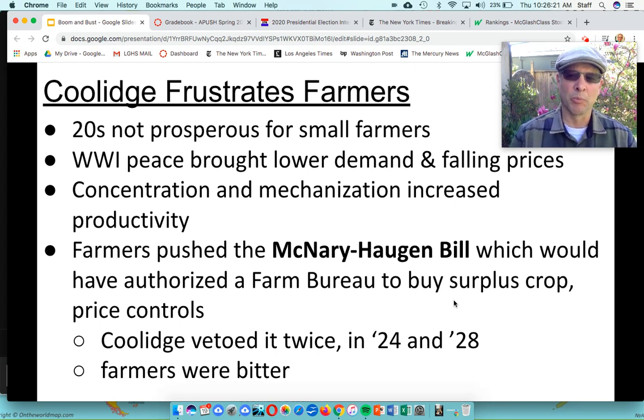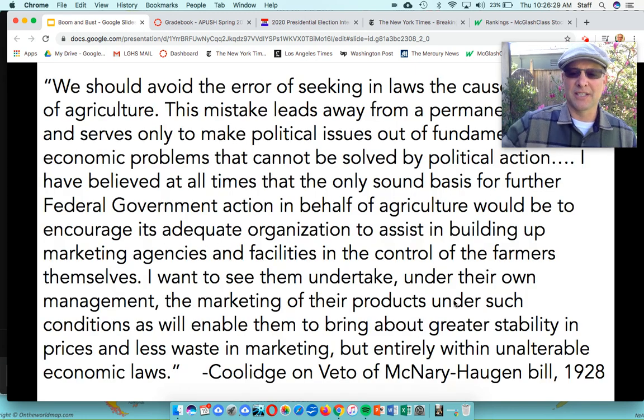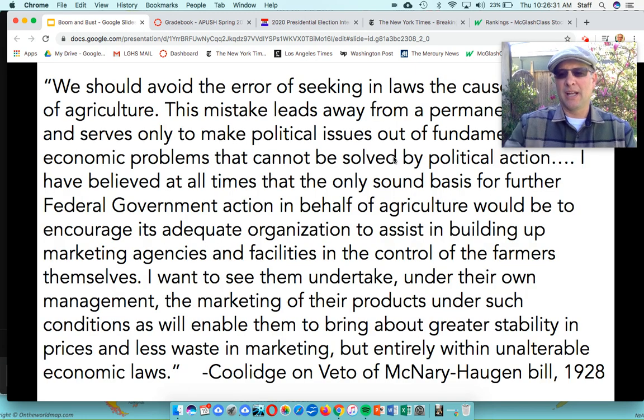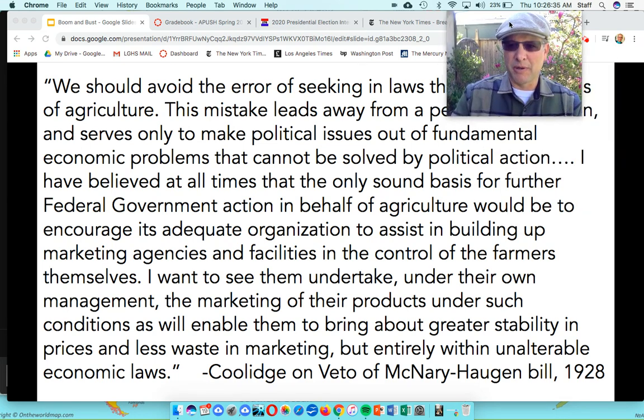Farmers were bitter. And this story is important because the bitterness of farmers is very apparent to Republicans in the next election in 1928, because Hoover has to make some promises to farmers, and that becomes part of our story.